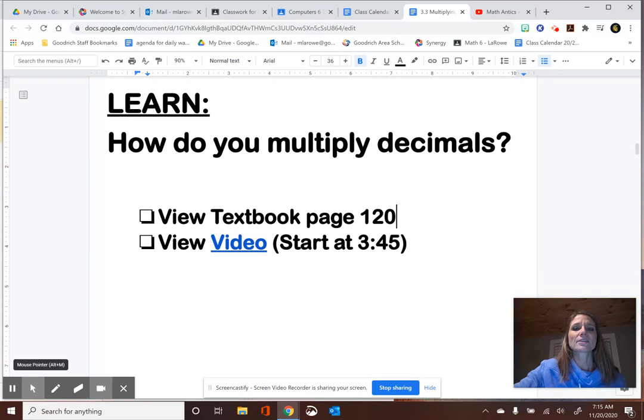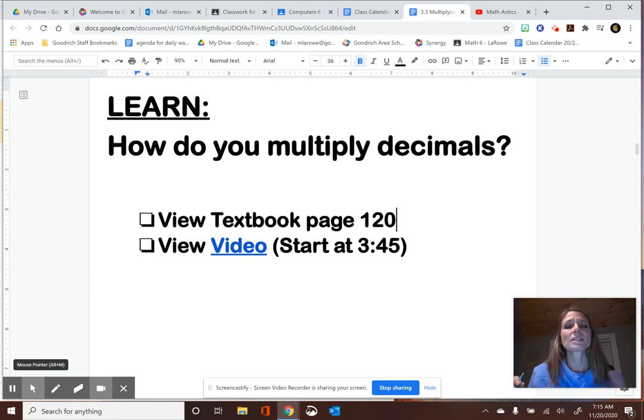So how exactly then do we multiply with decimals? Let's make sure we completely understand. I want you to look at textbook page 120, look through what they show you and tell you, and see if you can figure out exactly the steps or the process for multiplying decimals with more decimals. We'll pause the video while you look to learn.